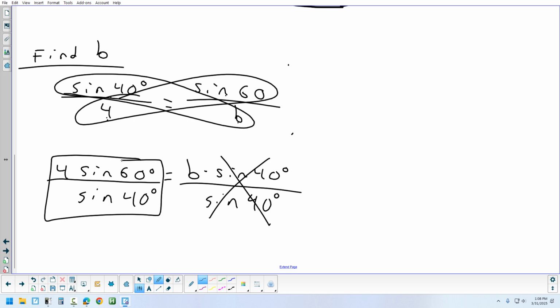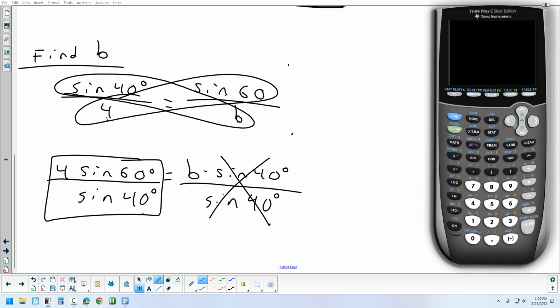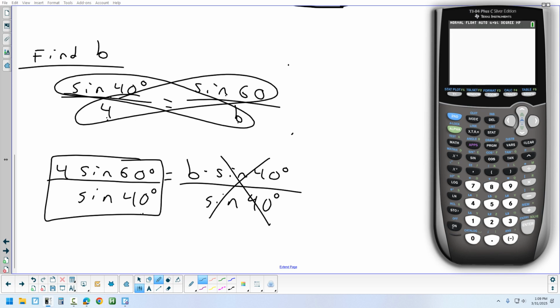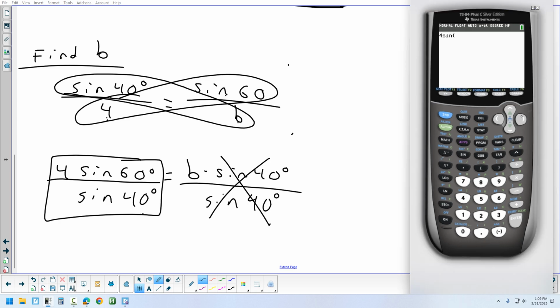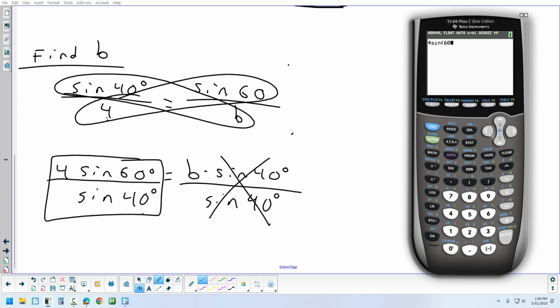Type what in? What's in that box? To the calculator? Yep. When we type it in, we're going to round to 3 decimal places. You also have to be careful that you're in degrees. This week every problem is degrees. It's 4 sine, and what did it do when I pressed sine? It made a parenthesis. I have to close it. If I don't, it will come out wrong. You need to close it right there because you are done with the sine of 60. Then divide by the sine of 40.